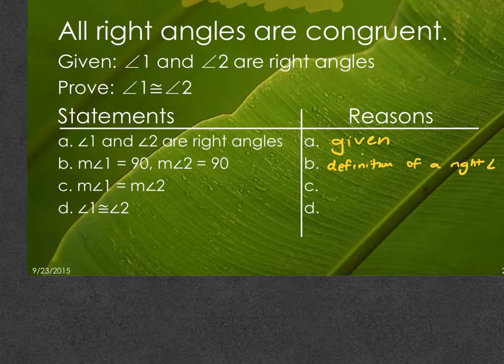So if someone had no idea what a right angle is, they would not be able to get to that step, right? They need to know that it's a right angle. Now C says the measure of angle 1 equals the measure of angle 2. What did you do there?